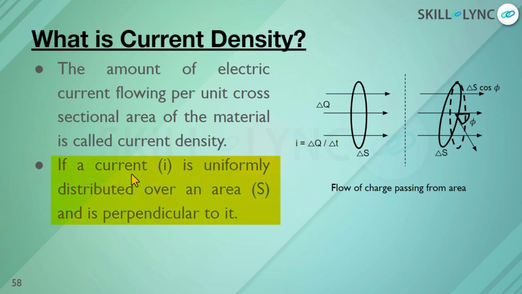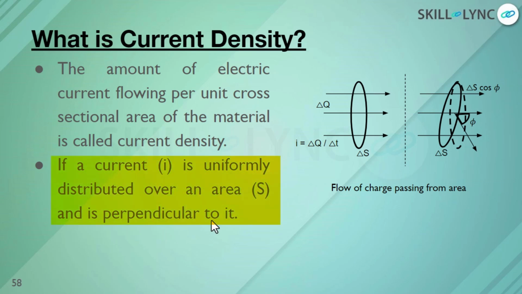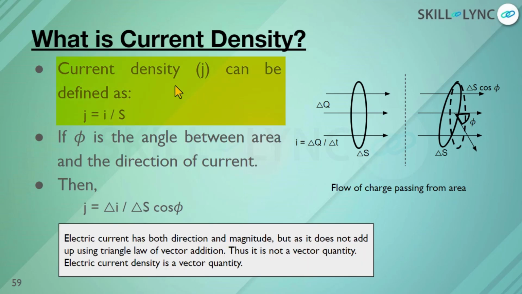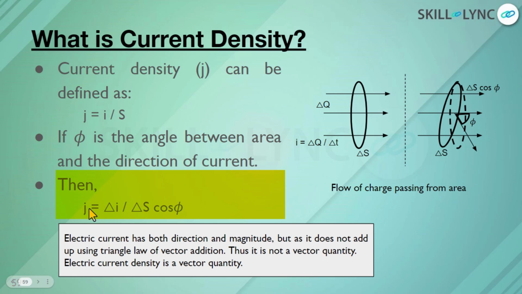If a current I is uniformly distributed over an area S, here the current I is uniformly distributed over the area S, and it is also perpendicular to the area. Therefore, the current density can be written as J = I/S, where J denotes current density. Further, if phi is the angle between the area and the direction of current, then J can be written as ΔI divided by ΔS cos phi.